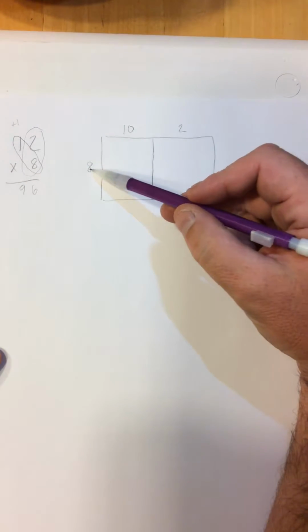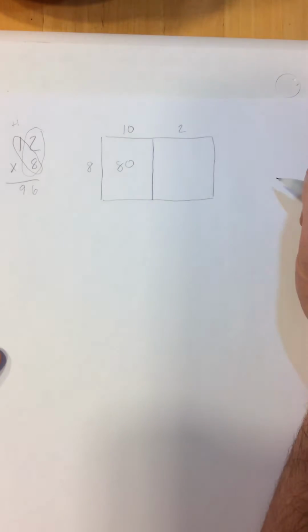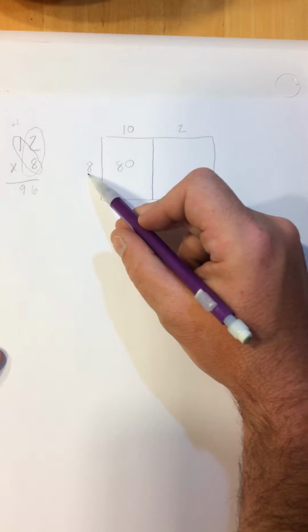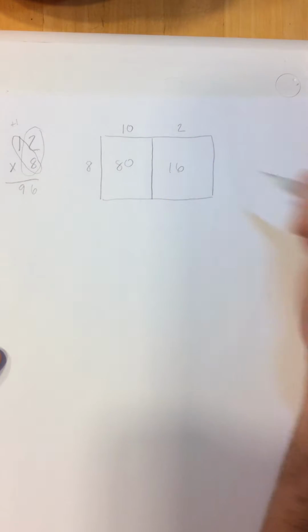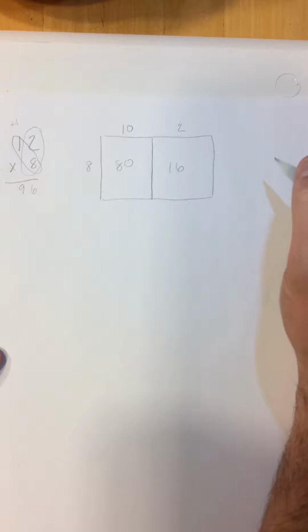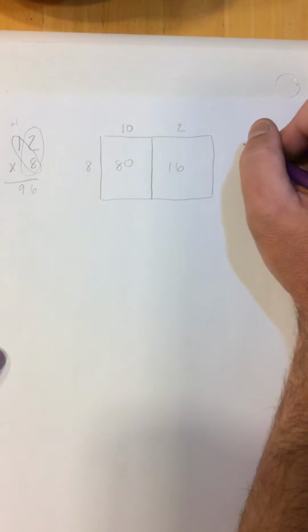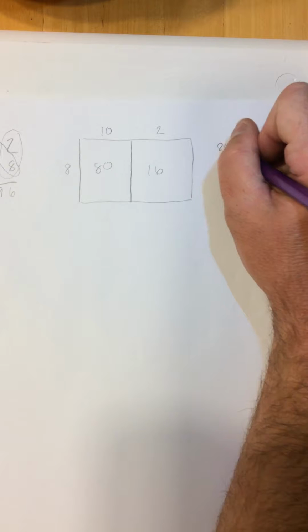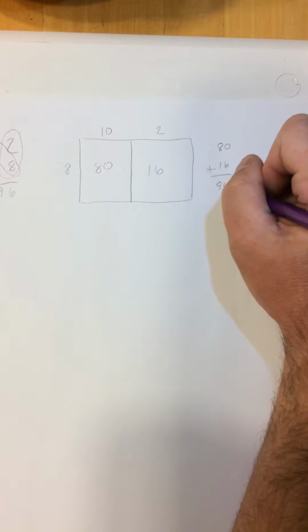Therefore, we can multiply 8 times 10, and we're going to put our answer inside of the box. Secondly, we're going to multiply 8 times 2, and again, we're going to put our answer inside of the box. Once we have our two numbers inside of the box, we are going to add them together. 80 plus 16 equals 96.